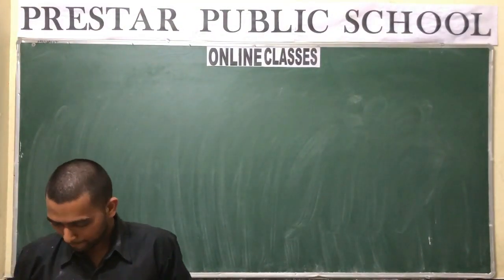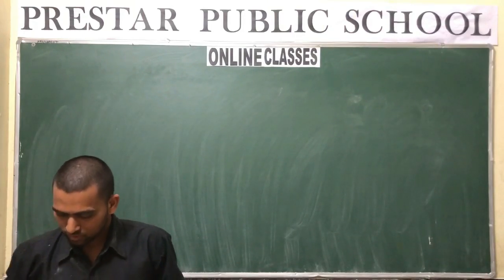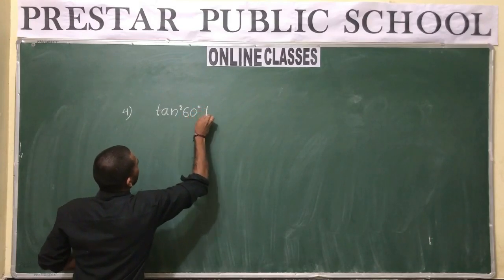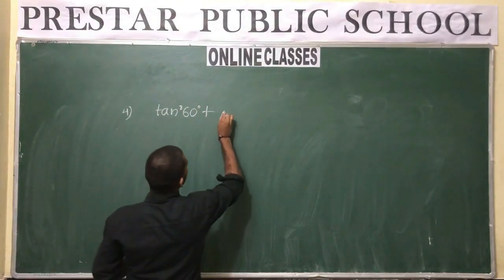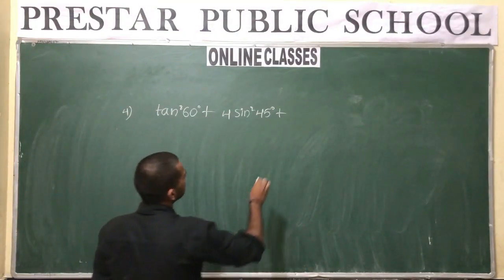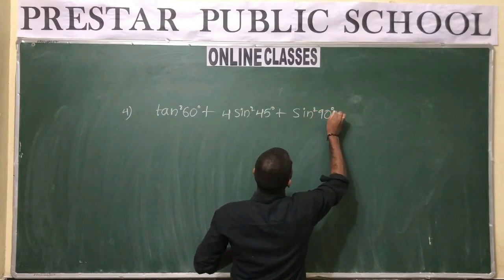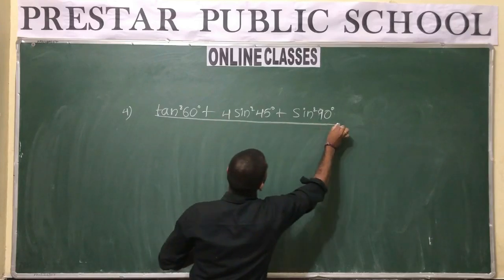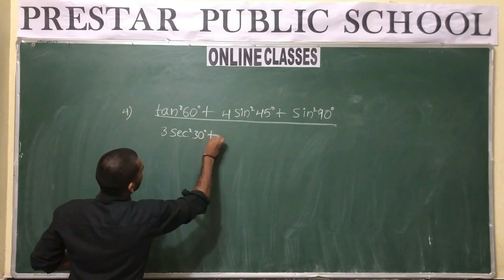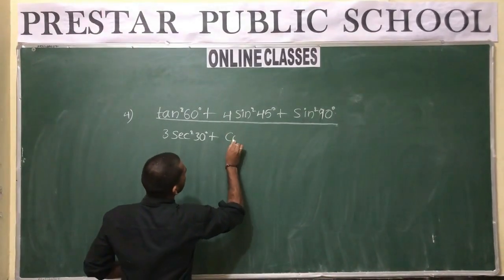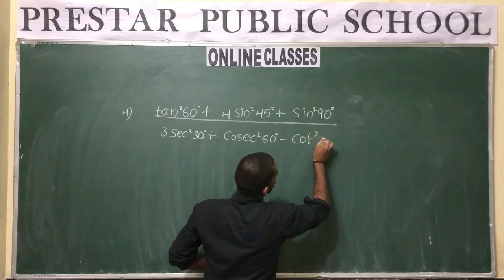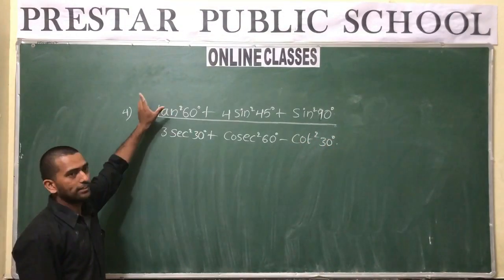So write down the problem. Okay, tan square 60 plus 4 sin square 45 plus sin square 90, divided by 3 secant square 30 plus cosecant square 60 minus cot square 30. So this is the problem. We need to find the value of the given problem.